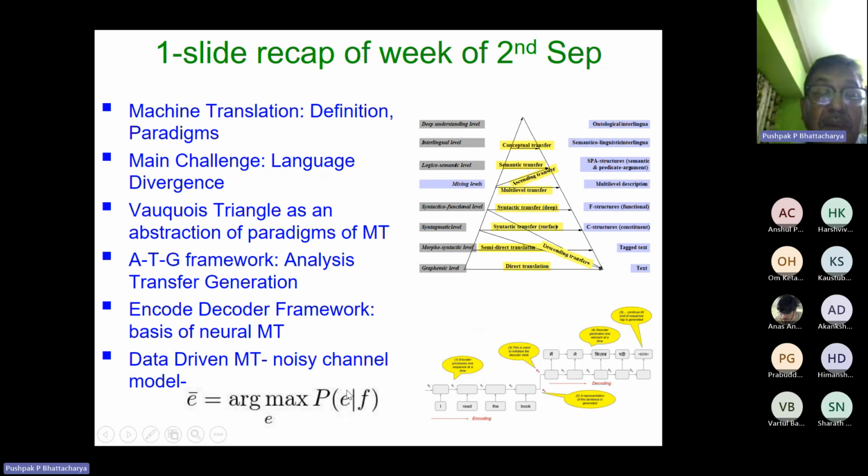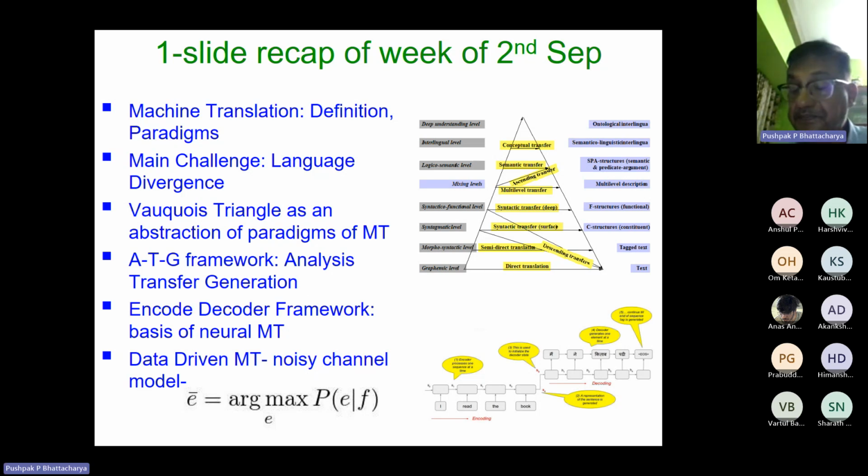Now, you might wonder why E and F, why not X and Y and so on. The reason is historical. All these data-driven machine translation papers tried their framework on French-English translation. French input, English output. Okay, French to English. So F stands for French, E stands for English. That is the historical reason. But of course, now this particular equation is used for any pair of languages, English, Hindi, Bengali, Hungarian, French doesn't matter. So this is the one slide recap of what was done in the last week.